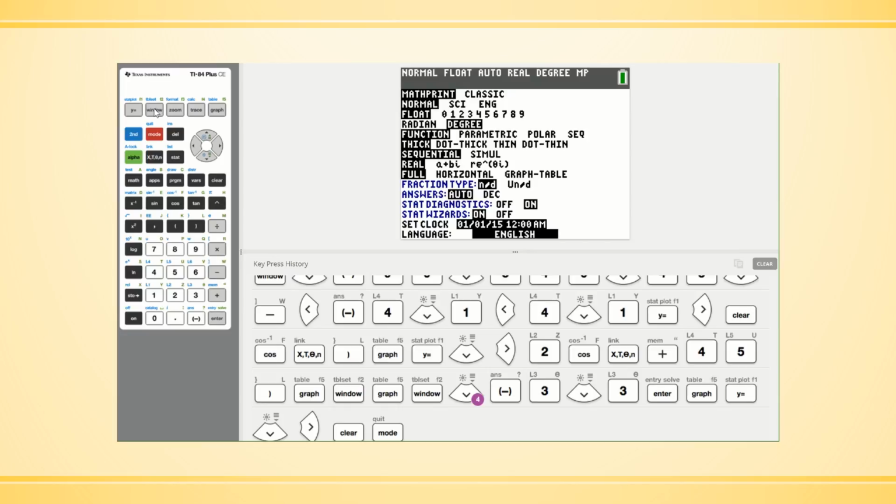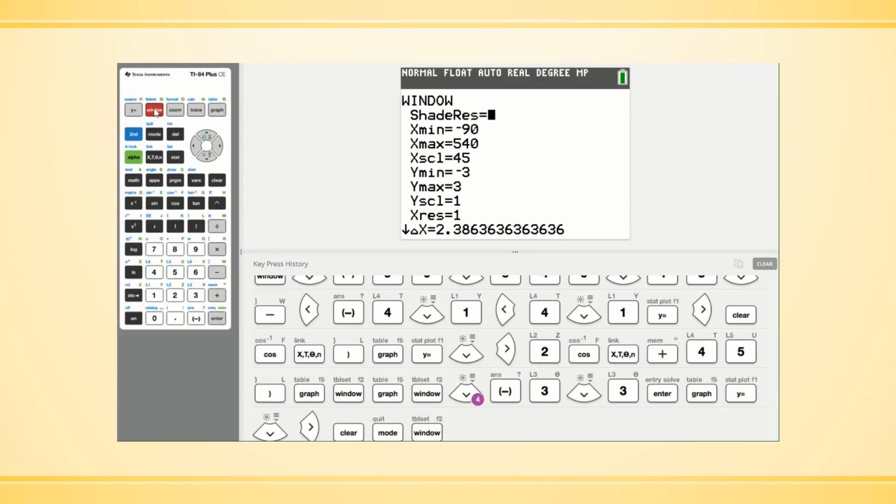And then I want to go to the window setting and think about, okay, what do I really want to do?